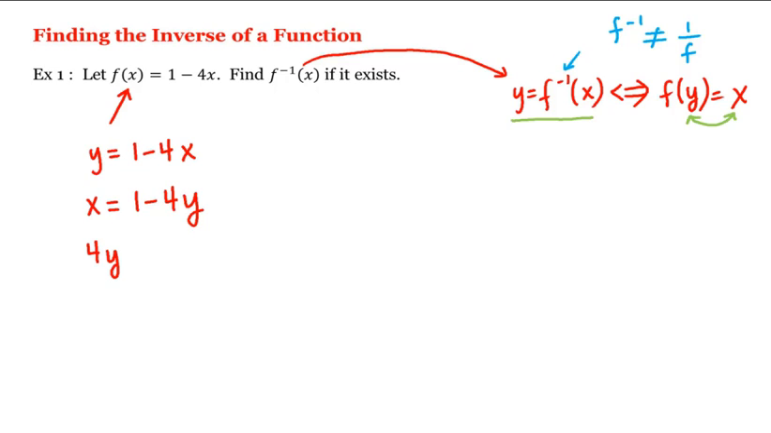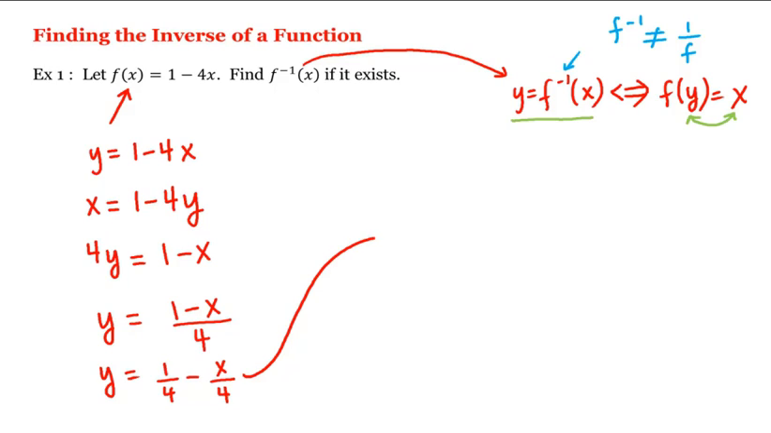So we have 4y is equal to 1 minus x. And then dividing both sides by 4 gives us that y is equal to (1 minus x) divided by 4. Or dividing both terms in the numerator by 4, we get y is equal to 1/4 minus x over 4. And we were uniquely able to solve for y, so this is f inverse. So f inverse of x is equal to 1/4 minus x divided by 4.